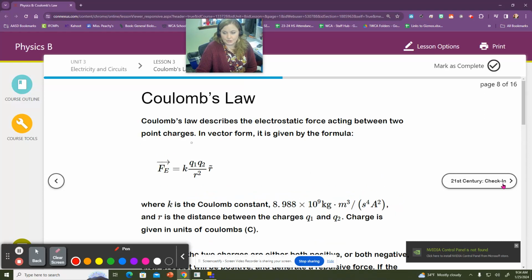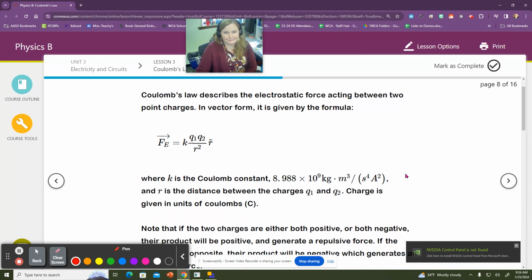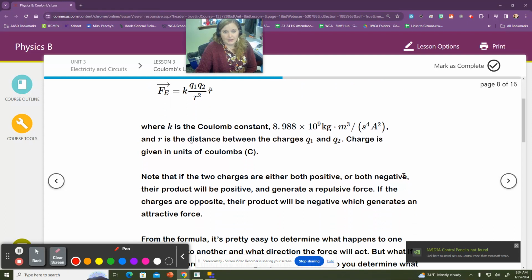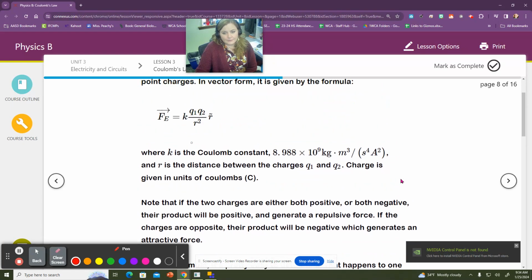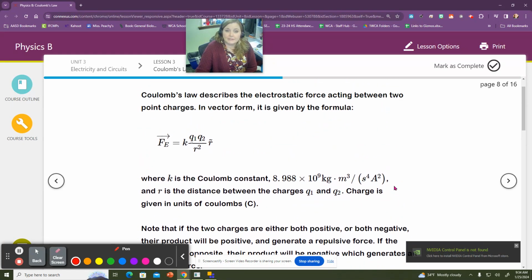So moving on, we're on page 8 here. Again, it's giving you the formula for Coulomb's law. Just going to ignore that little r, you guys. I'm seriously going to. And it's giving you the value for the Coulomb constant. And it says that charges can be positive or charges can be negative. So that's where it kind of differs from looking at gravity.